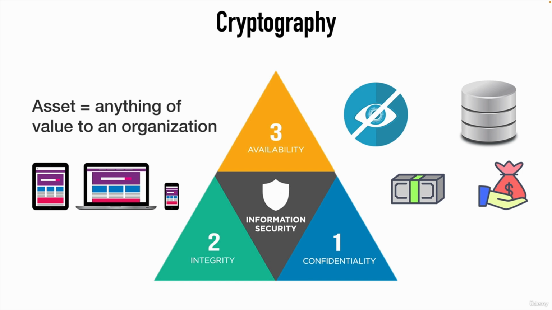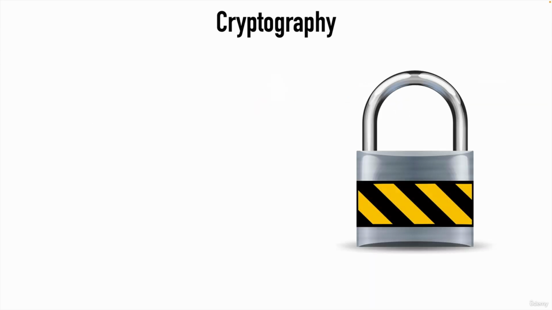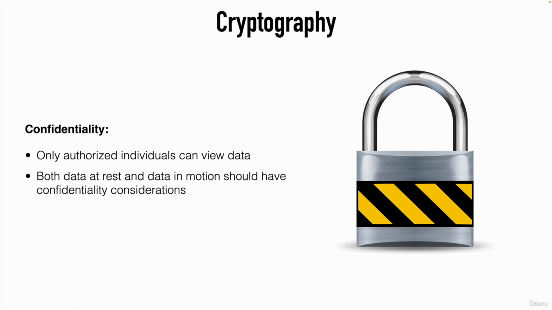So let's zero in here on confidentiality, because one of the main ways that we ensure confidentiality is through cryptography. Confidentiality means that only the individuals authorized to view the data are able to do so. This implies that unauthorized individuals should have no access to our assets, and this applies to both data at rest and data in motion. Data at rest would be information stored in a database, for example, while data in motion would be information transiting the network in some way, such as maybe over a VPN or using TLS, Transport Layer Security.